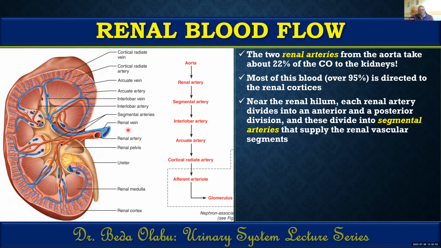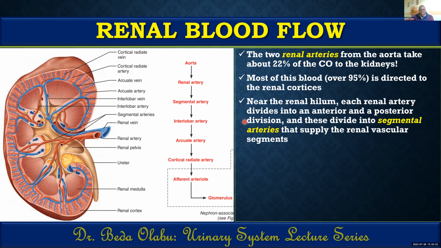So how does the renal artery divide when it enters? The renal artery is a branch of the descending aorta, the abdominal aorta. So we have a right and a left renal artery, each going to the particular kidney of that side. The renal artery at the hilum usually divides into two: an anterior division and a posterior division.